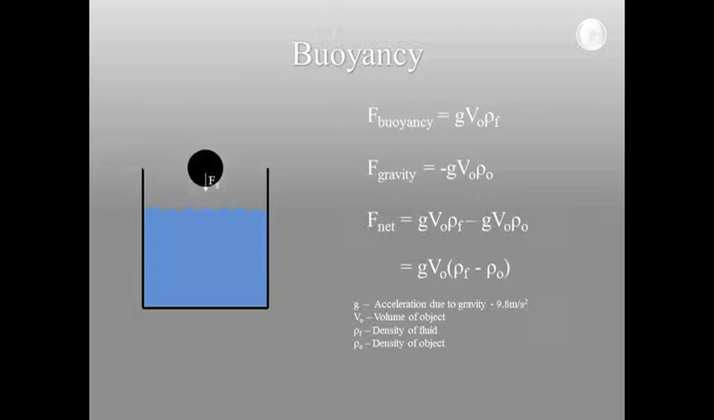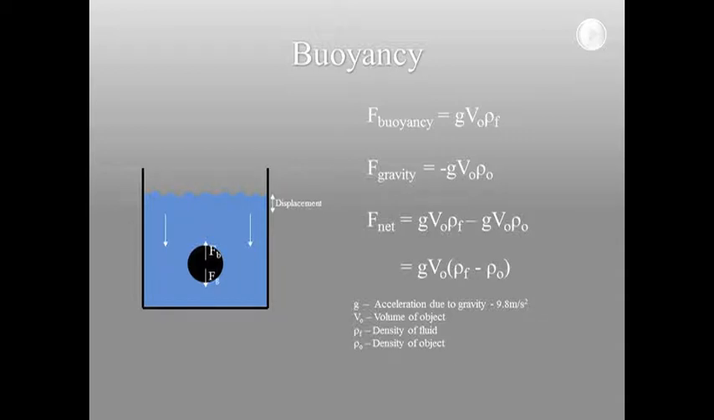As an object is submerged in a fluid, it displaces a volume of fluid equal to the volume of the object. Gravity works on the displaced fluid in an attempt to restore the fluid to its original position. This results in an equal but opposite force that acts on the object. We call this upward force buoyancy.